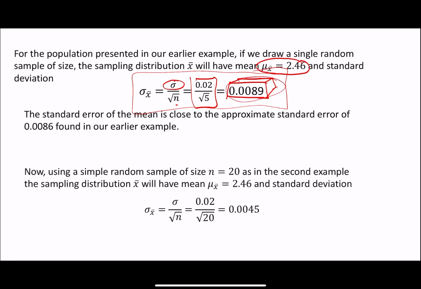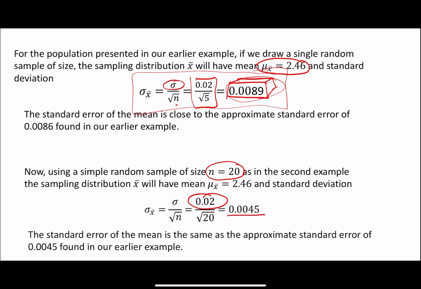So when we have a sample size of 10, once again, I put the standard deviation from the population divided by the square root of 20, and I get 0.0045. It's exactly the same as our approximate standard error of our earlier example. So remember, this is how you're going to calculate standard deviation, which is also standard error in the homework. If it asks you what the standard deviation is, or the standard error, or sigma sub x bar, this is the formula you will use.